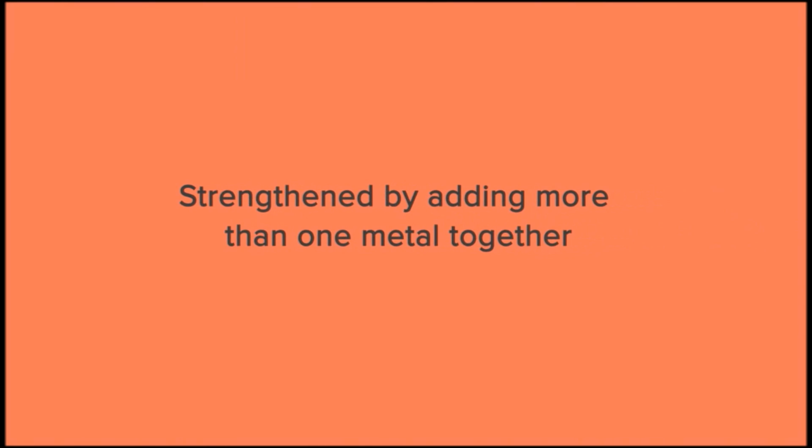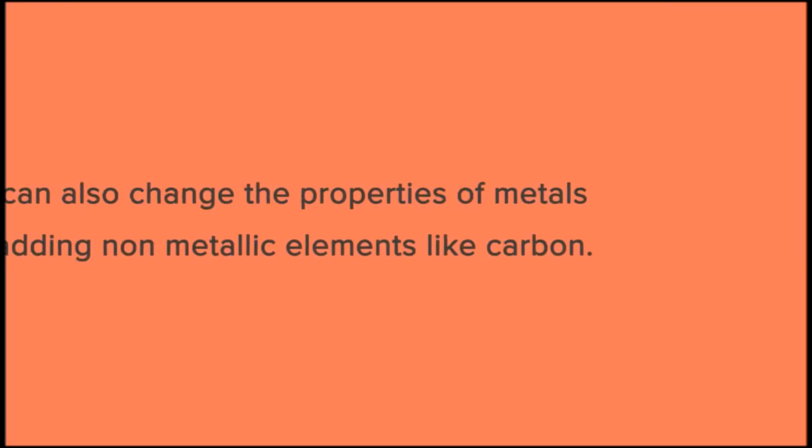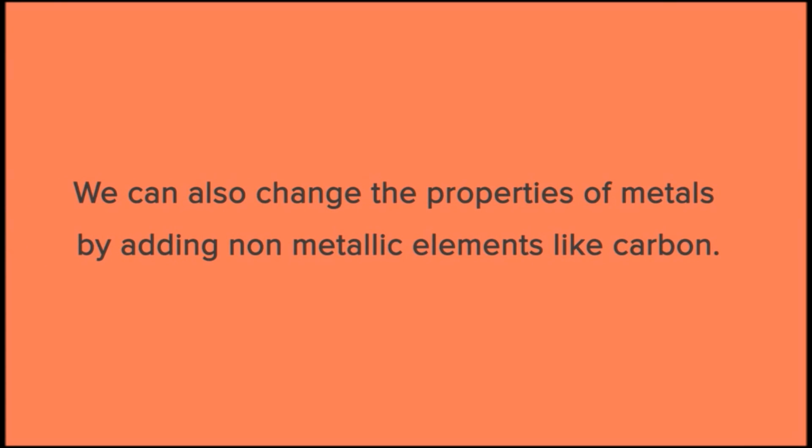Metals can be strengthened by adding more than one metal together, such as copper and tin, to make bronze. In this example, the two combined have far greater strength than each of the individual metals. The sum is greater than the parts. We can also change the properties of metals by adding non-metallic elements, like carbon.